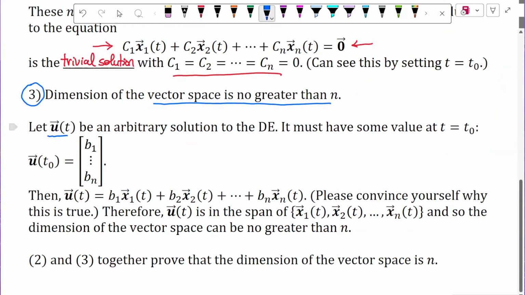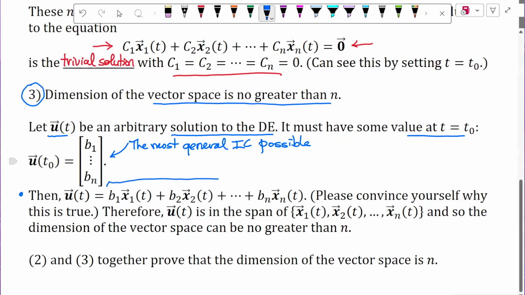We're going to let vector u be an arbitrary solution to the differential equation, any solution at all. So we have to have some general initial value vector at our initial time. But what does that mean? Then our solution u is going to be a linear combination of our previously found solution vectors x1 through xn. Why is that? Of course, each x sub i is a solution, so a linear combination of the x sub i's is also a solution, which we discussed.